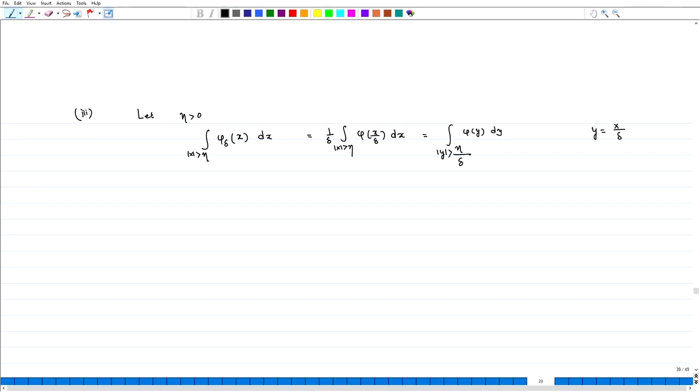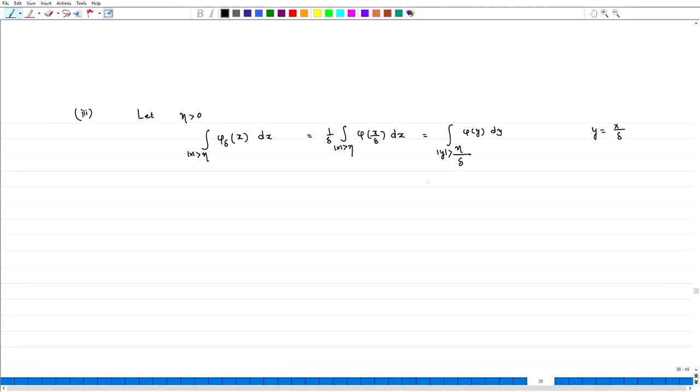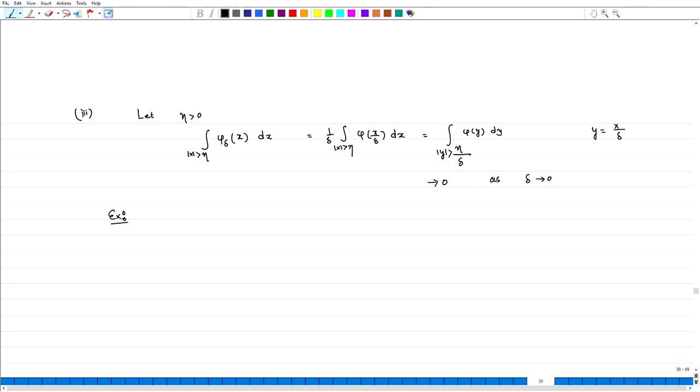Now phi is an integrable function, being a Schwartz class function. Therefore, the tail of the integral is going to be small. So this will definitely go to 0 as delta goes to 0, because when delta becomes small, eta is a fixed number and eta by delta blows up. Therefore this satisfies all three properties to be a good kernel. As an example, you can always take phi of x equal to e to the power minus pi x square, which is what we have done. Then phi delta of x is equal to 1 by delta e to the power minus pi x square by delta square. So this family gives us a good kernel.